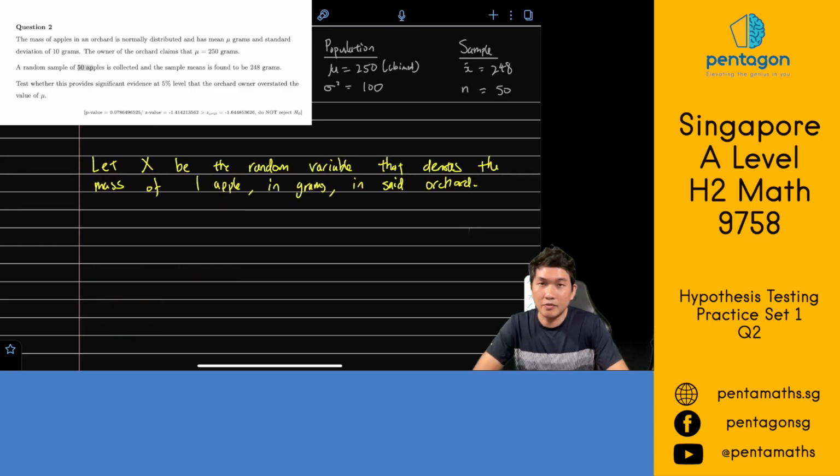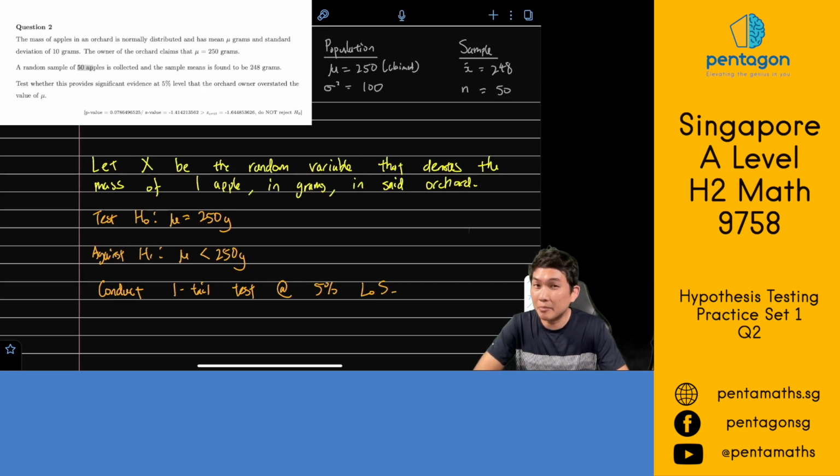In step 1, we have to write down our two hypotheses. The null hypothesis comes from the farmer's claim that the average mass of all his apples is 250 grams. We did a sample of 50 apples and found that the sample mean is lower than 250, so we have reason to believe that the farmer could be overstating the masses of his apples. And we're going to do this test at a 5% level of significance.